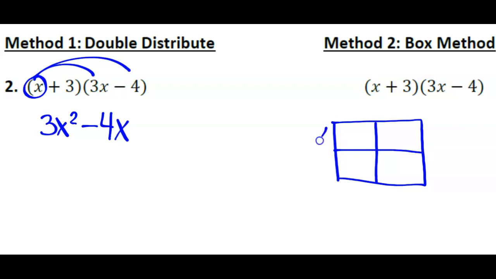Okay, my x plus 3 goes over here. Put your first term over here, and your 3x minus 4 goes over here. Okay, so x times 3x gives me 3x squared. What will go in here? Minus 4x. We'll finish the rest of this in class, so please have that started.